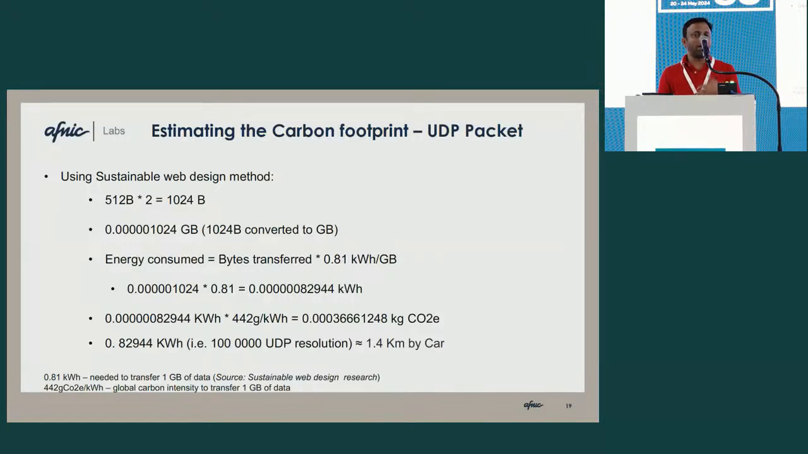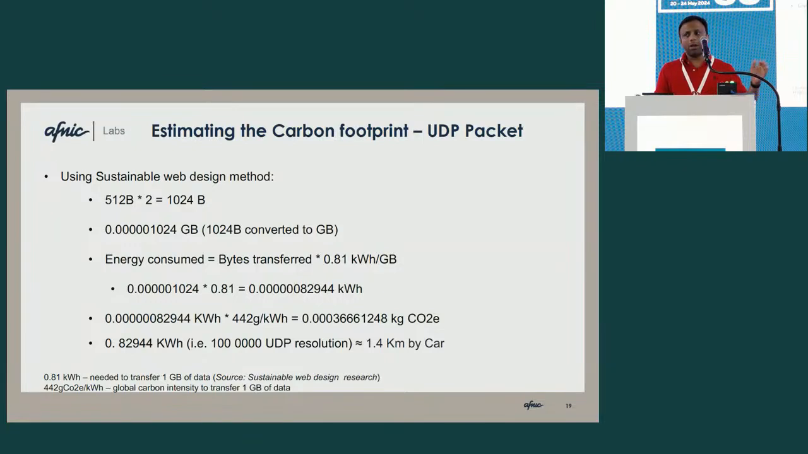So I multiplied that, for example, for 100,000 UDP resolutions to see how much effect it has. For example, if you relate it to how much travel by car, as we did at the CO2 equivalent for our scope 3 estimations, it comes to 1.4 kilometers by car.